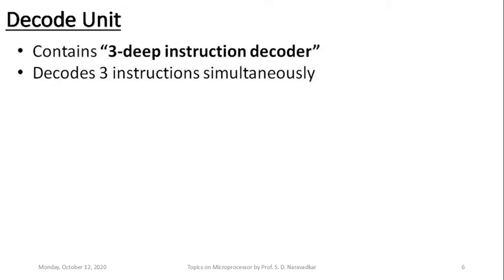In a non-technical sense, we can say there are 3 parallel decoders, each decoding a separate instruction. So 3 instructions can be decoded simultaneously, just to speed up the operation of instruction decoding, or instruction interpretation.